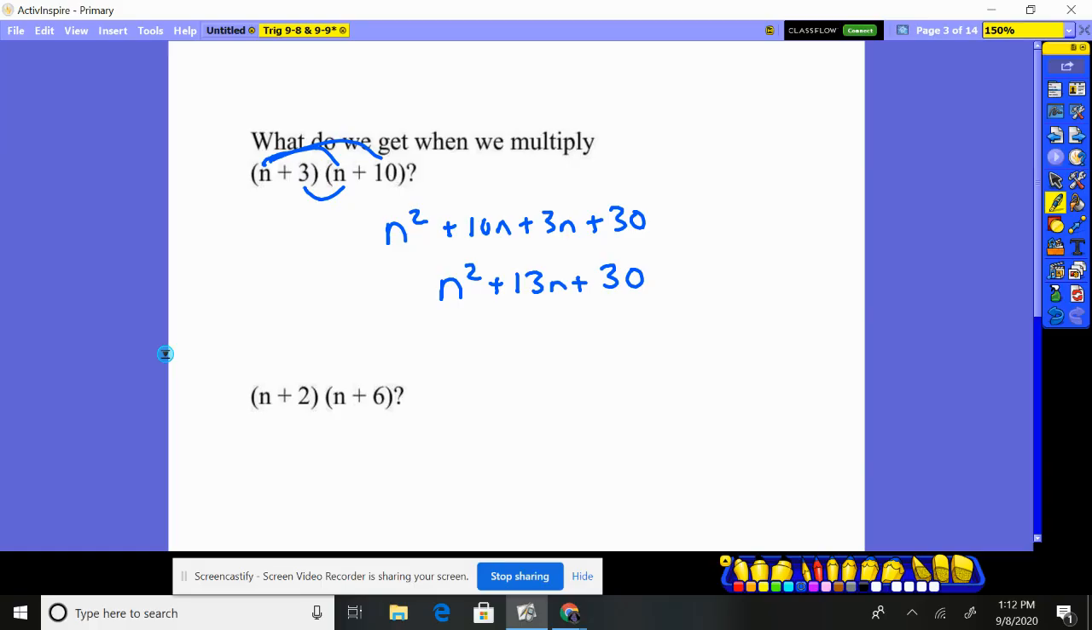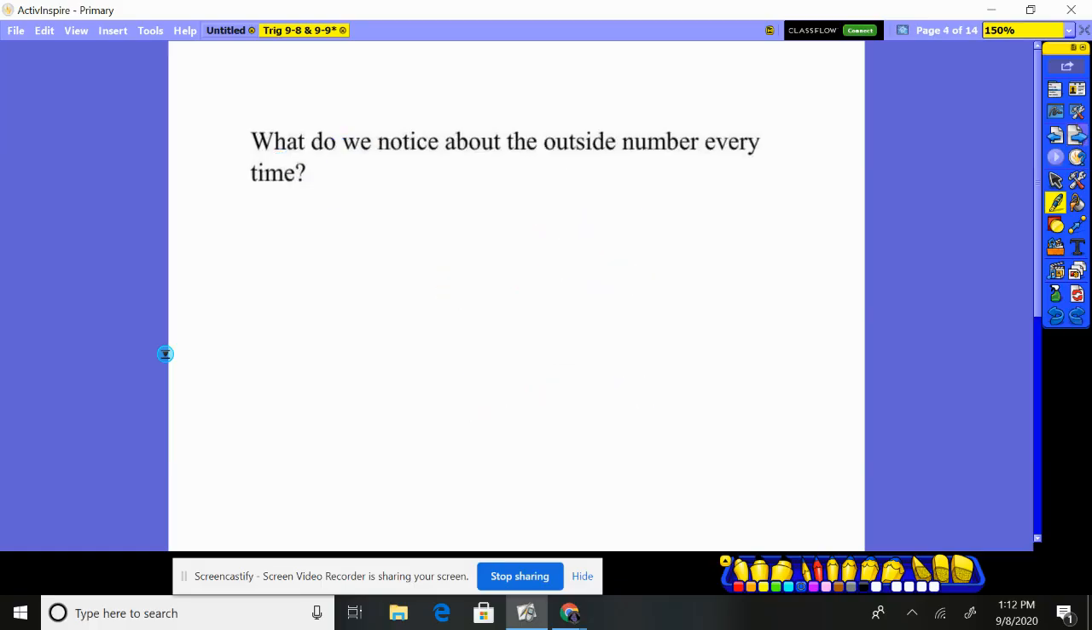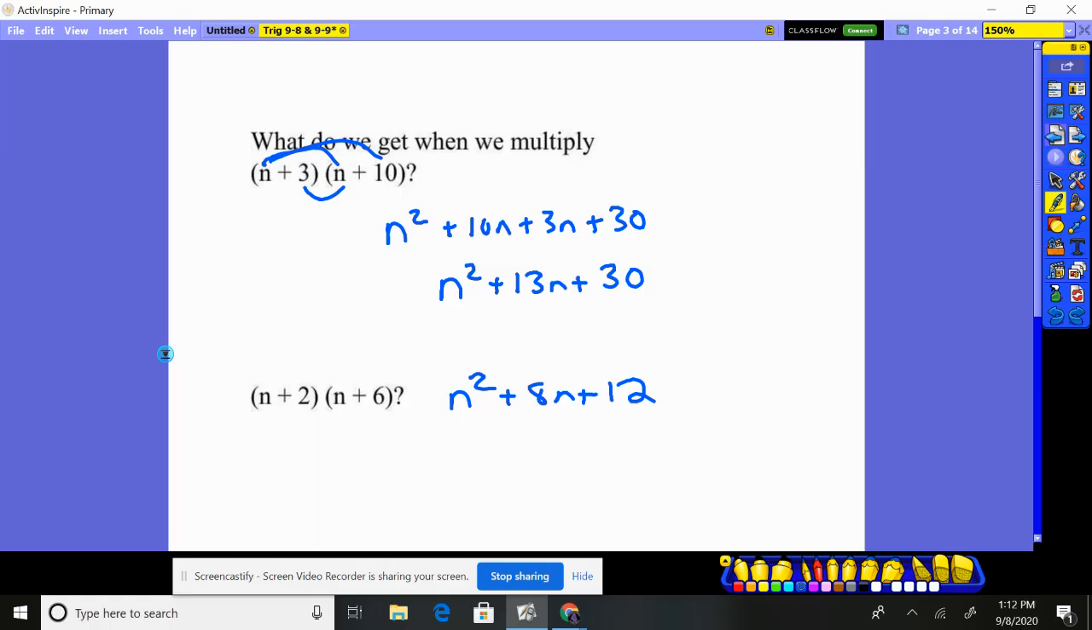Now, if I do this one, I'm going to tell you I'm going to get an n squared plus 8n plus 12. So the question is, what do we notice about the outside number every time? Well, in this problem, we got a 30. When we had a 3 and a 10, the outside number was 30. When we had a 2 and a 6, we got a 12.